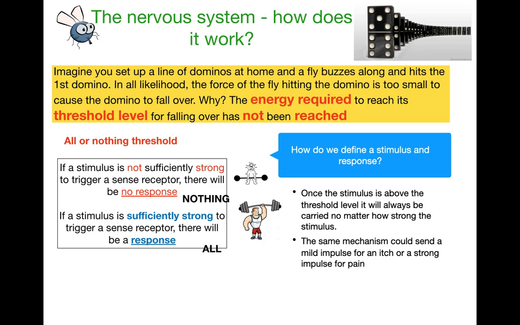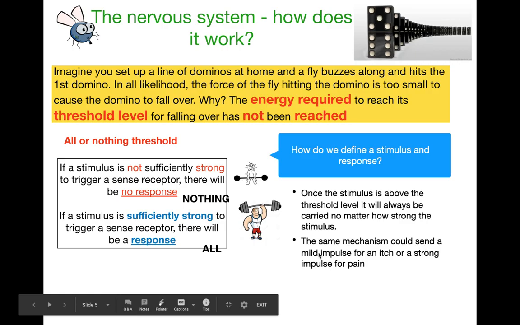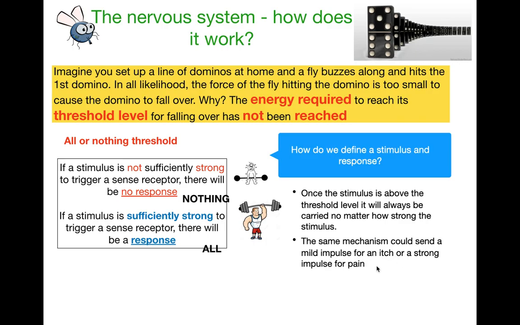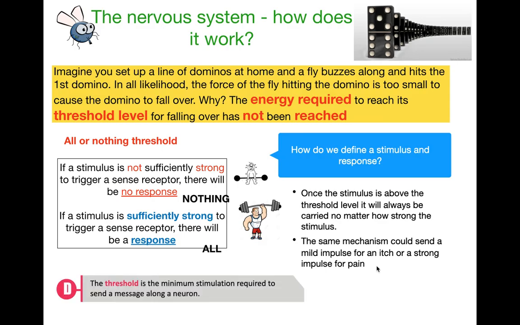Now, what else do I have mentioned here? Okay, once the stimulus is above the threshold level, it will always be carried no matter how strong the stimulus. And yes, that's again because of the all scenario. The message is sent regardless. Okay, and in this situation, the same mechanism could send a mild impulse for an itch or a strong impulse for pain. Again, the impulse is going to be sent once the threshold has been reached.